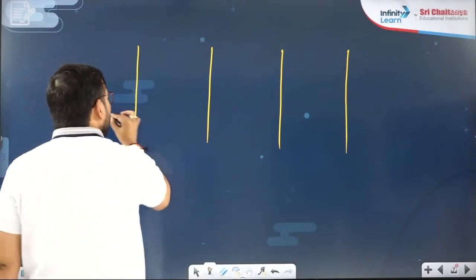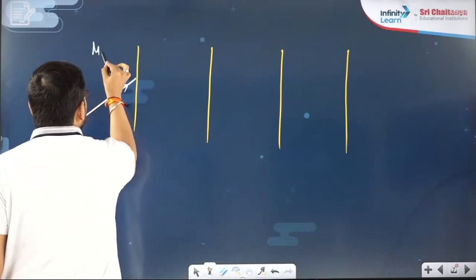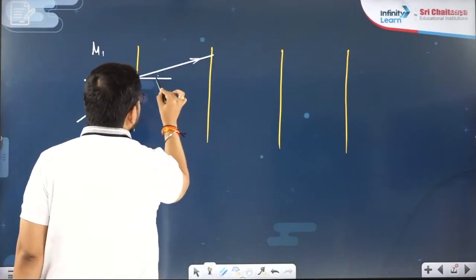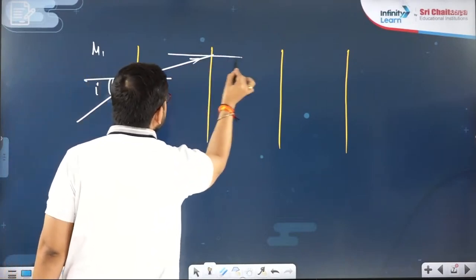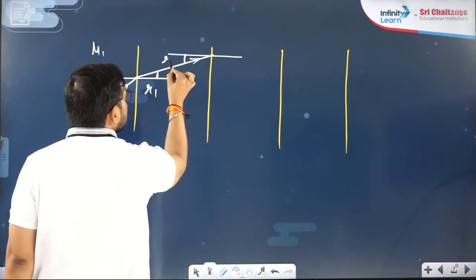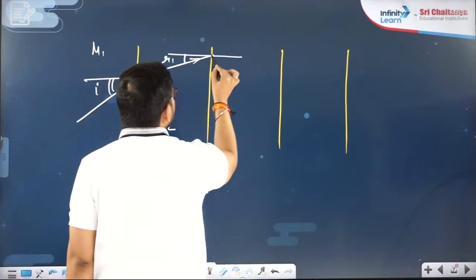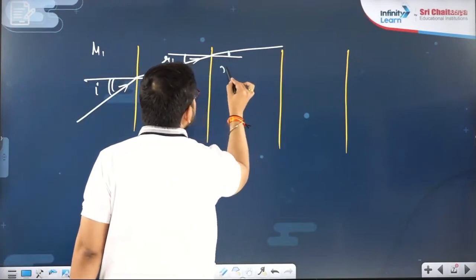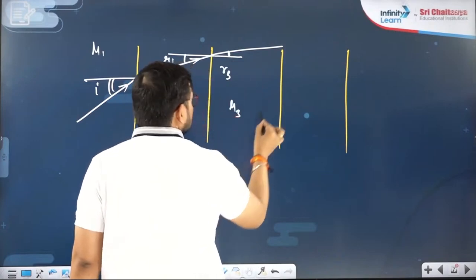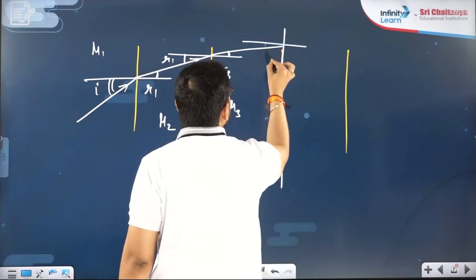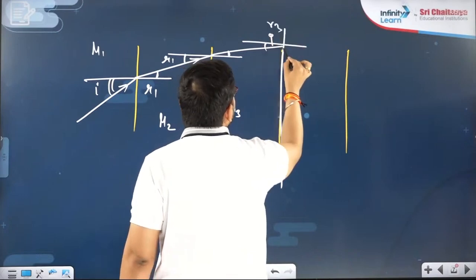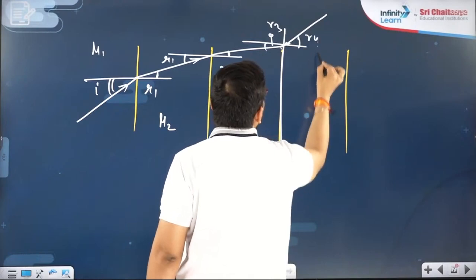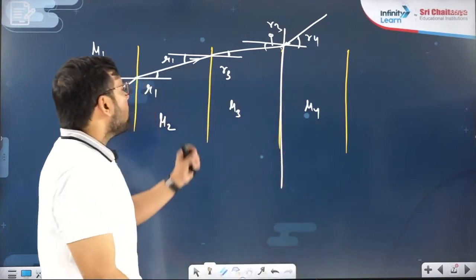Again, you can type. One light is going here, that is medium mu1, and I am saying this angle is the angle of incidence. Then this light ray is going and that angle is R1. Then here obviously this is R1, alternate interior angle, mu2. Now from here suppose light is going somewhere, this is the medium, it is going like this and that is R3. This is mu3. With the normal, it will obviously make R3 only, right? Then suppose here light is bending or going like this, and this angle is R4 and this medium is mu4. Now what is Snell's law?